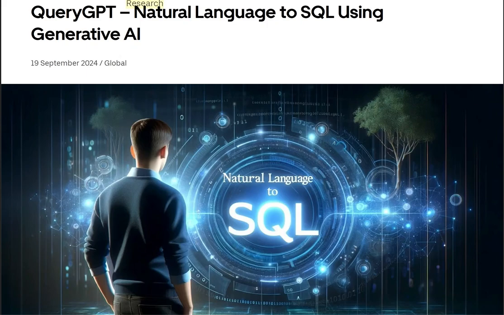Hello everyone, let's discuss QueryGPT, a solution made by Uber to create SQL queries from natural language using generative AI technology. We'll discuss what were the initial thoughts of making QueryGPT, what were the initial solutions, what were their drawbacks, how they improved the solution, what was the evaluation strategy, what were some key learnings that they brought from this particular solution. So let's begin.